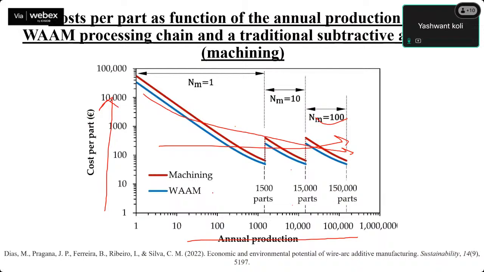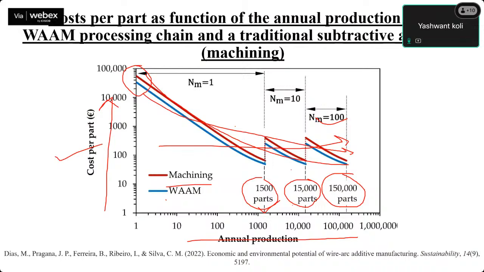You can see for 1,500 parts and then 15,000 parts, and what we have achieved for 150,000 parts also. So that is the difference. This is the exponential reduction in the cost per part. So if we are increasing the parts, then we are achieving a lesser cost per part value. So for mass production, it is good.